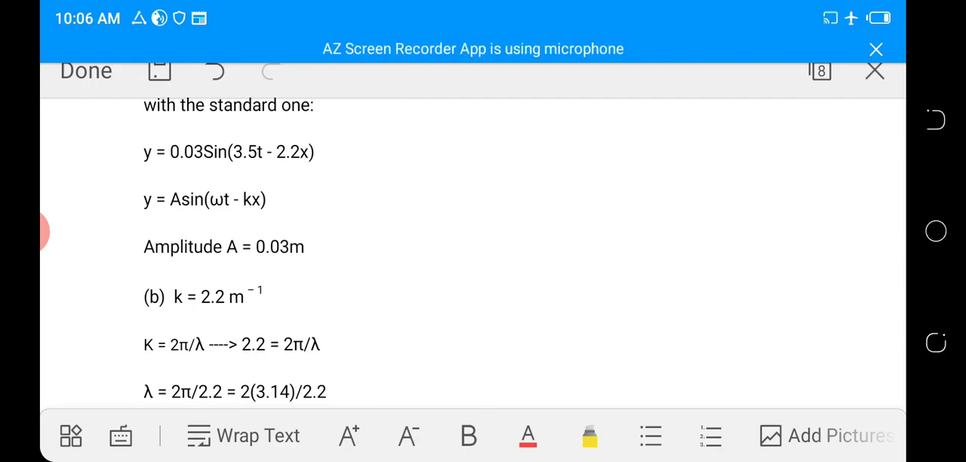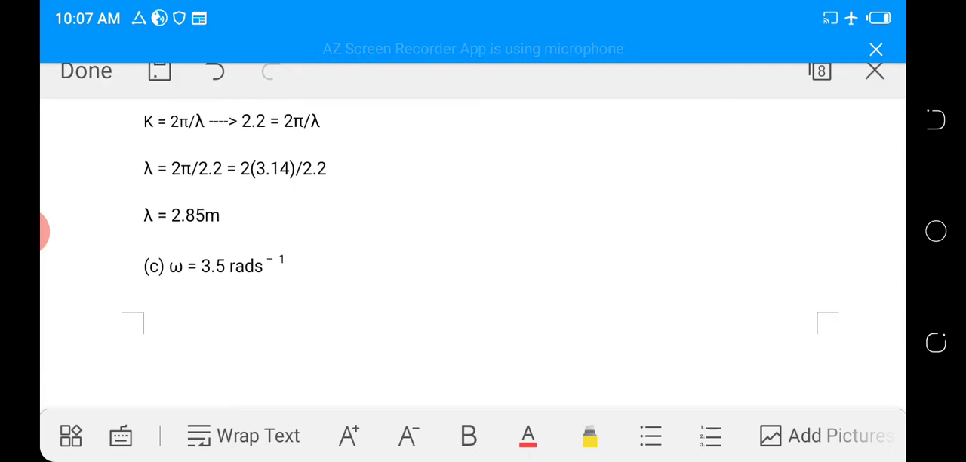Then writing the formula for k, I have k = 2π/λ, which implies that 2.2 = 2π/λ. Making λ, that is the wavelength, the subject of the formula, I have λ = 2π/2.2. Substituting for π, I have 2(3.14)/2.2. Working on this, that will give me my wavelength λ to be 2.85 meter. I will choose meter too because all these distances are measured in meters according to the question. Let's go to C. I'm to find the frequency.